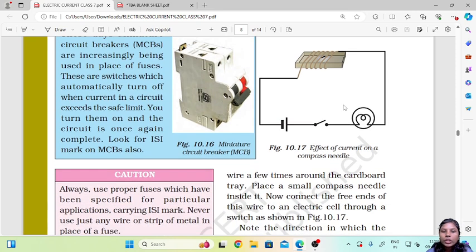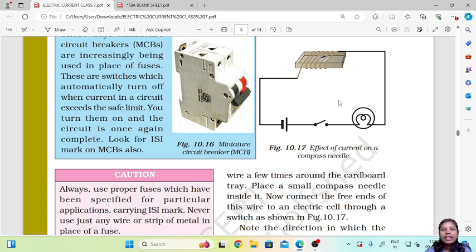So now the question was, why was this happening? We know that a magnetic needle only deflects when you get another magnet close to it. So there is some kind of deflection that happens. But here there was no other magnet brought close to that magnetic needle. So why was this happening?